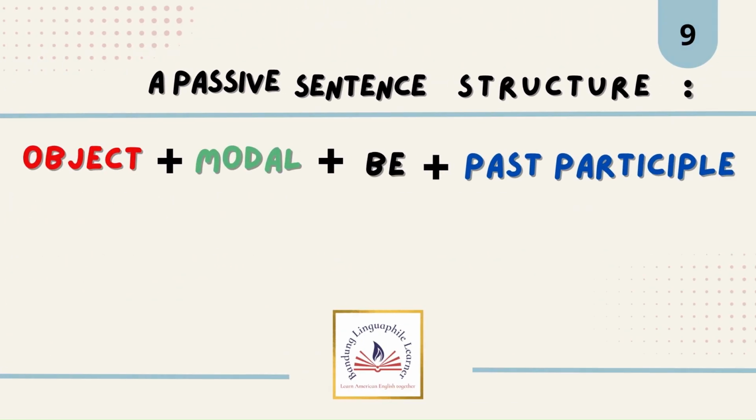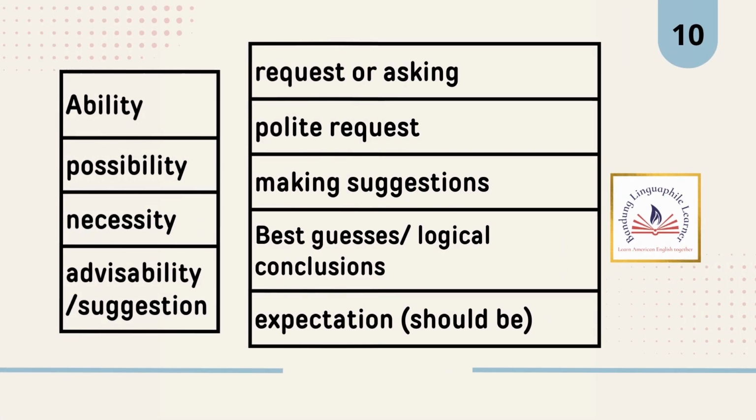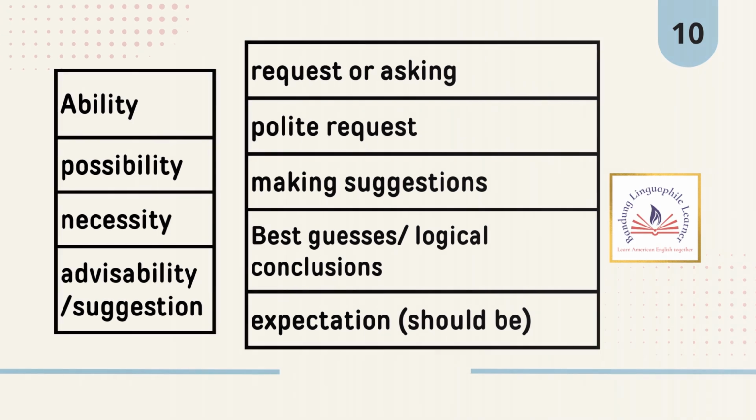To form a passive sentence, the structure is object plus modal plus be plus past participle. Modal verbs are used to express the speaker's attitudes and feelings, including ability, possibility, necessity, advisability or suggestion, request or asking, polite request, making suggestions, best guesses or logical conclusions, and expectation.